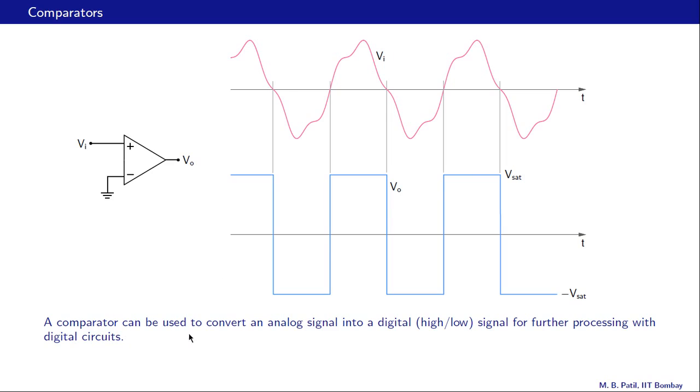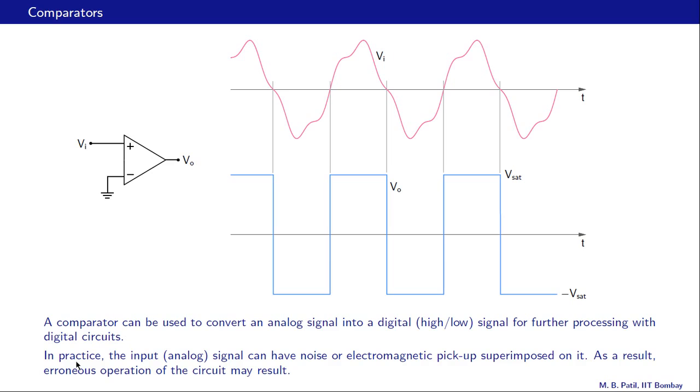So a comparator can be used to convert an analog signal, for example this one, into a digital, that is high-low kind of signal, this one, for further processing with digital circuits, and we're going to look at digital circuits later. In practice, the input analog signal can have noise or electromagnetic pickup superimposed on it, and because of that, erroneous operation of the circuit may result. And let us see an example of that situation in the next slide.